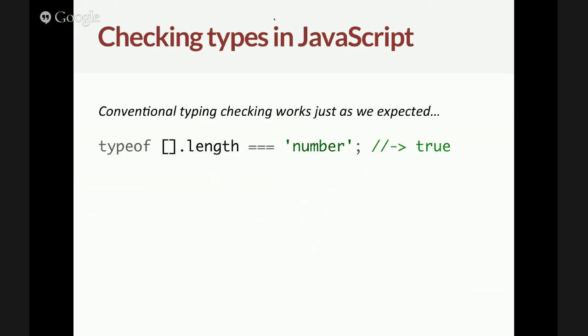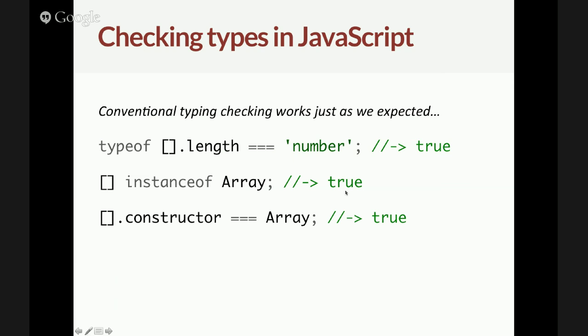If you're checking what type of primitive something is, it's easy and relatively straightforward in JavaScript. Okay, so I can check if an array's length is a number type. And I can also check if something is an instance of something else. I can say, hey, is this array an instance of an array? I could do that in a few other ways as well.